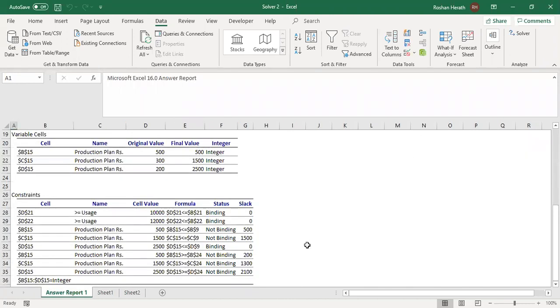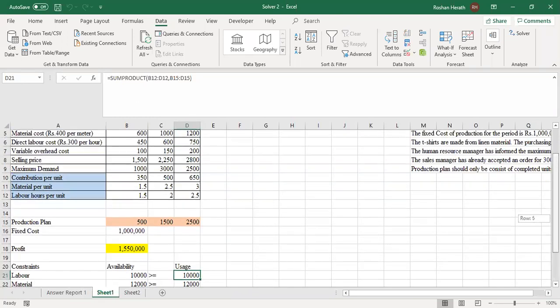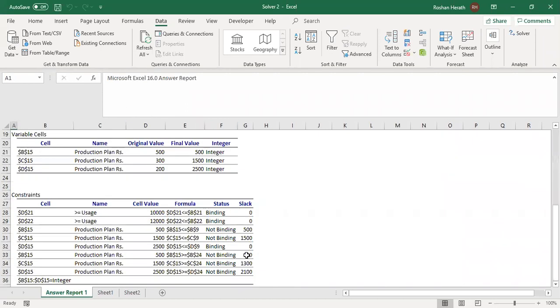Then the third one is a non-binding constraint. It's B15 and B9. What is B15? Let's see. B15 and B9, yes, it's about the maximum demand. When it comes to the maximum demand, it's a non-binding constraint. You can see that at the moment we are producing 500. So with no problem, if the other resources are available, you could have gone even higher. So at the moment, there's a slack of 500 units.